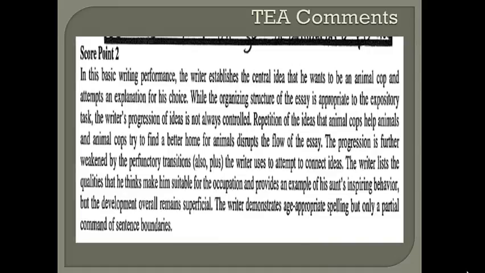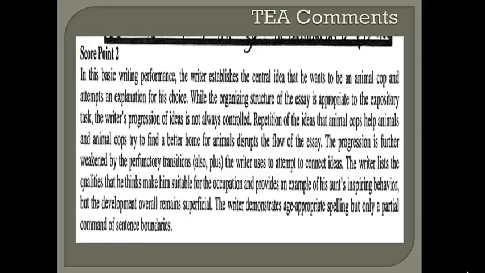In this basic writing performance, the writer establishes a central idea. He wants to be an animal cop and attempts to explain his choice. While the organizing structure of the essay is appropriate to the expository task, the writer's progression of ideas is not always controlled. Repetition of ideas that animal cops help animals and animal cops try to find better homes for animals disrupts the flow. The progression is further weakened by the perfunctory transitions, "also" and "plus," the writer uses to attempt to connect ideas. The writer lists the qualities that he thinks make him suitable for an occupation and provides an example of Zan's inspiring behavior.